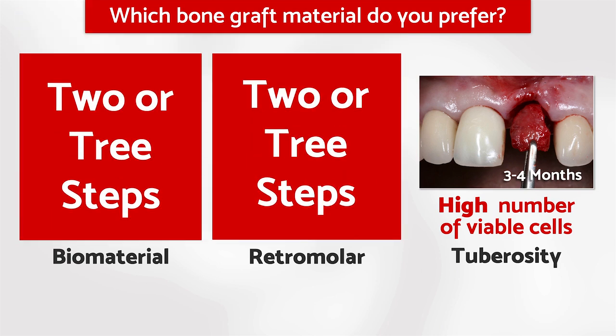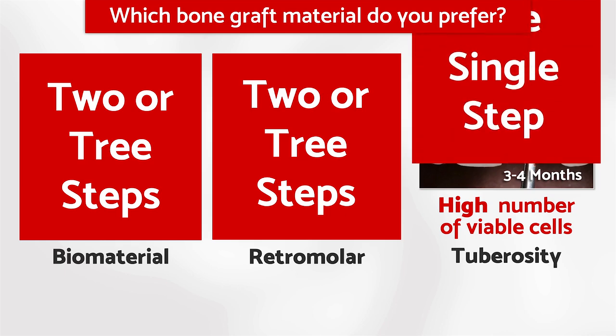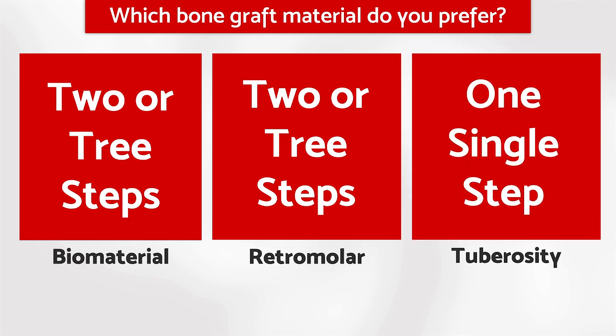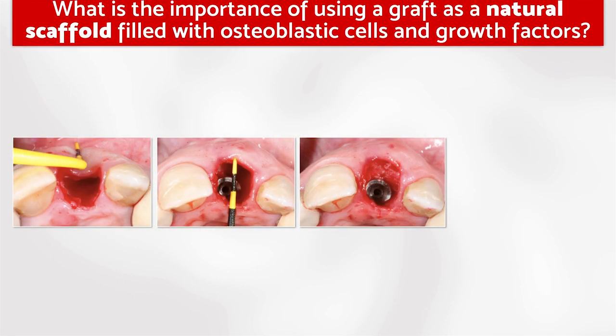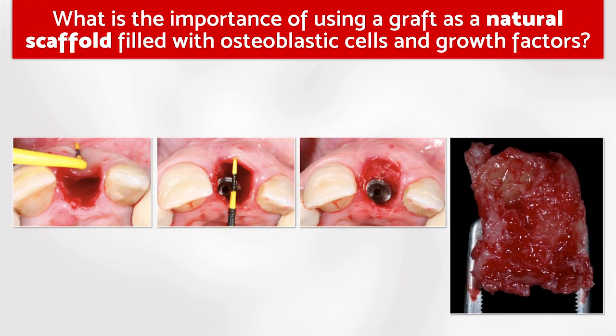So when we use either biomaterial or bone from the retromolar area, everything is going to be solved in 2 or 3 steps, 2 or 3 surgeries. When we apply the IDR technique using tuberosity bone graft, everything is going to be solved in one single step, one single procedure. What's the importance of using a graft as a natural scaffold filled with osteoblastic cells and growth factors?